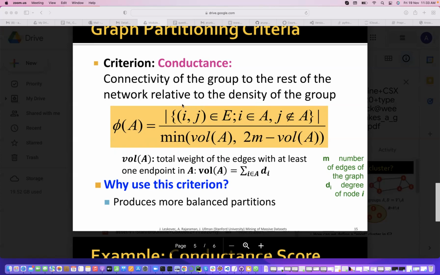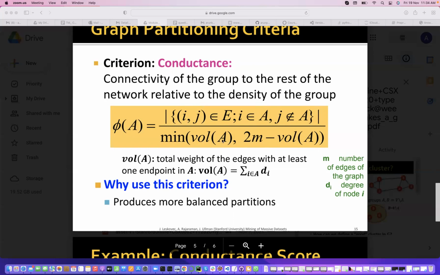I belongs to A and J doesn't belong to A. IJ is an edge, right? These are the external connections of A, the numerator. The numerator is the external connections. Then the denominator is the minimum of volume of A or 2m minus volume of A.